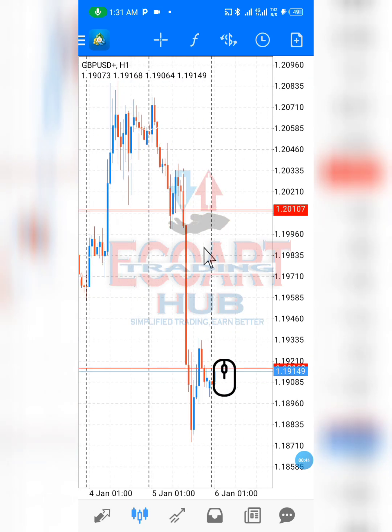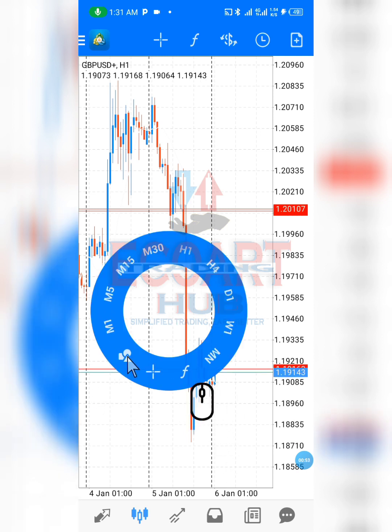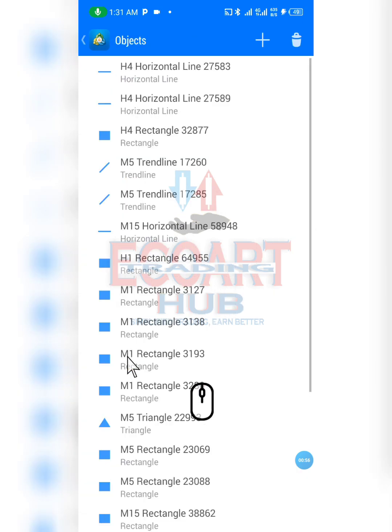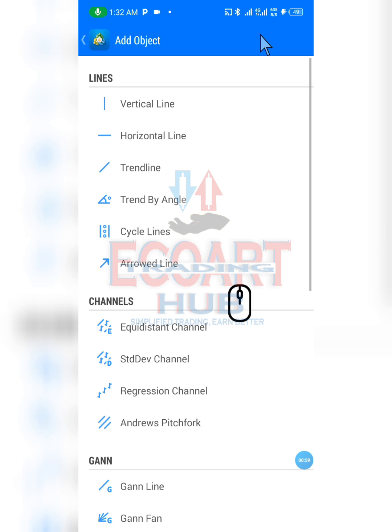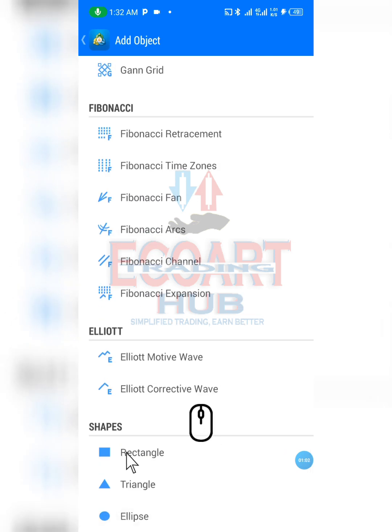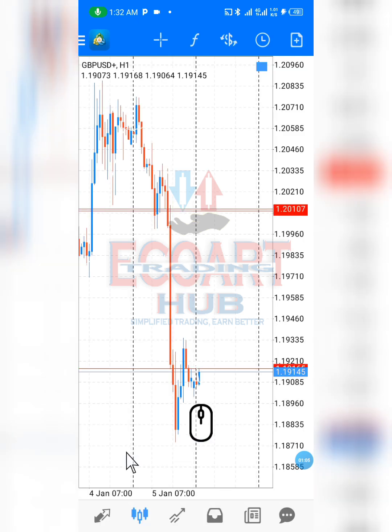We'll be marking out the previous highs and the previous low. The next thing we do is select our object tools, and we click here. You select rectangle. Once you select, you pick the previous high and you highlight it into the future. So we have our previous high.